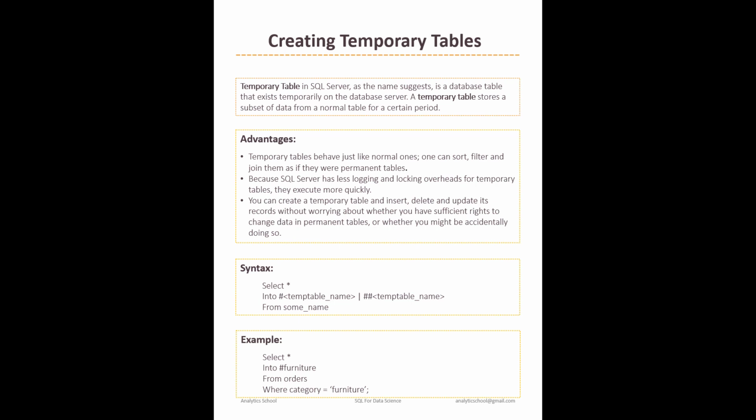There are certain advantages of using temporary tables. They are particularly useful when you have a large number of records in a table and you repeatedly need to interact with a small subset of those records. In such cases, instead of filtering the data again and again to fetch the subset, you can filter the data once and store it in a temporary table. Temporary tables also have less logging and locking overhead, so they execute more quickly.